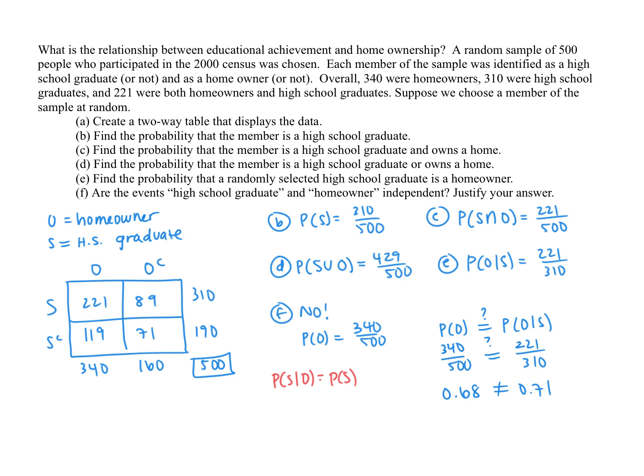So again, the reason they are not independent is the probability of owning a home is 0.68. As soon as I tell you though that they graduated high school, it gives you more information about whether or not they own a home.